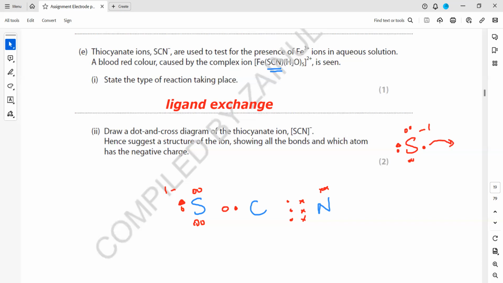So this is the structure of the thiocyanate ion. What will the geometry be? It will be S, C triple bonded with N. The central atom has a single bond on one side and a triple bond on the other, but when we are predicting a geometry, we consider them as one, so there will be a bond angle of 180 degrees, or it will be a linear structure.